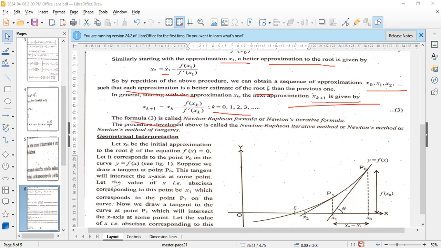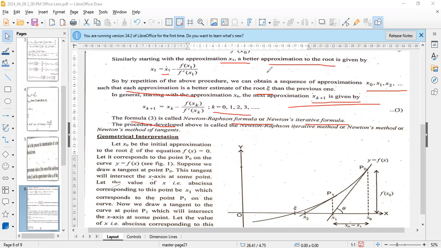The formula 3 is called Newton-Raphson formula or Newton's iterative formula. The procedure developed above is called the Newton-Raphson iterative method or Newton's method of tangents. You can call it whichever you choose.